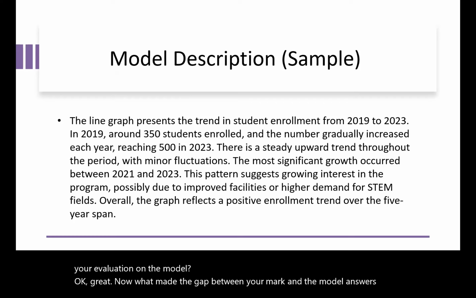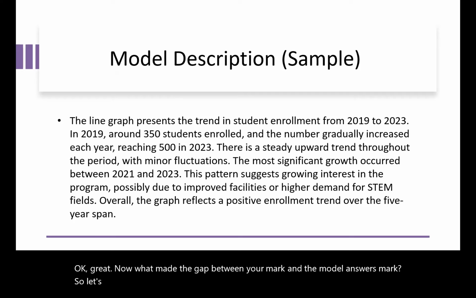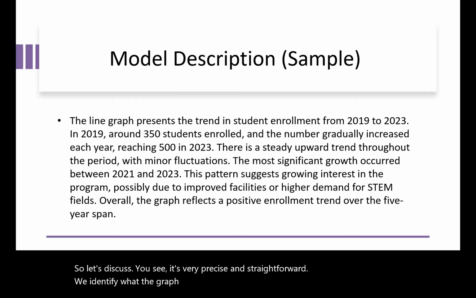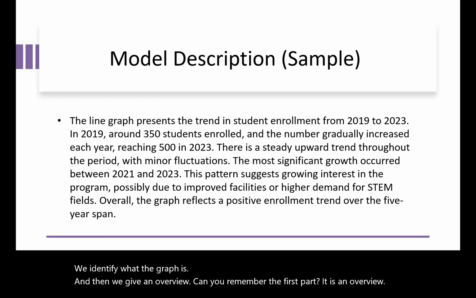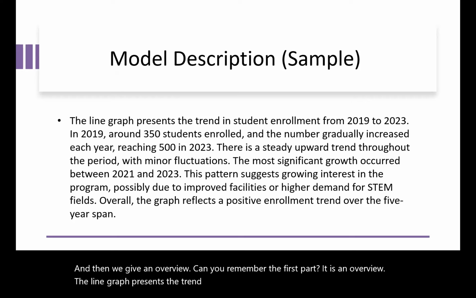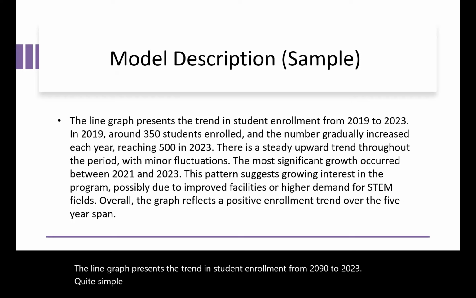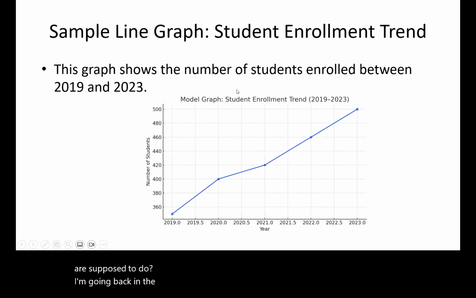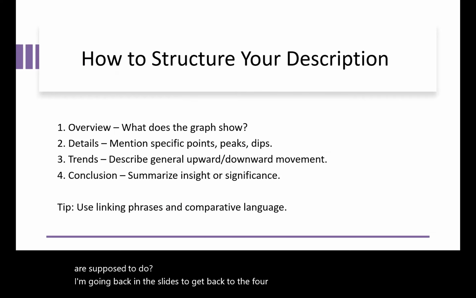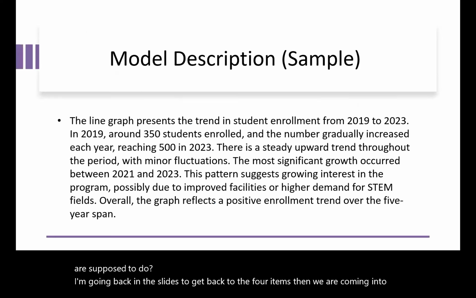So let's discuss. You see, it's very precise and straightforward. We identify what the graph is, and then we give an overview. Can you remember the first part? It is an overview. The line graph presents the trend in student enrollment from 2019 to 2023. Quite simple, straightforward, okay? Then if you could remember, what is the next item we are supposed to do? I'm going back in the slides to get back to the 4 items. Then we are coming into details. Okay, what details are there?